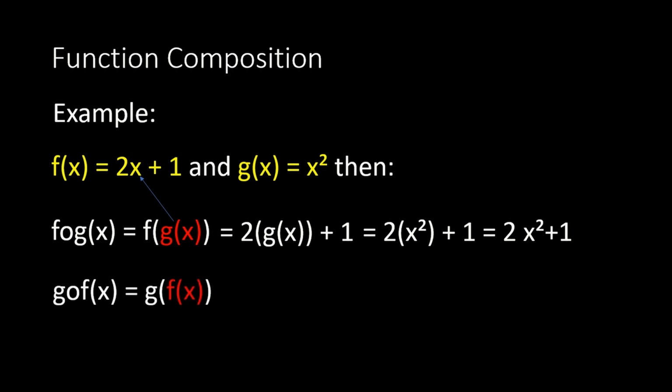Now for g of f of x, first compute f(x), which is 2x plus 1. Then use it as the input for function g. So g of f of x becomes g of f(x), which equals f(x) squared. Substituting f(x) equals 2x plus 1, you get (2x plus 1) squared.